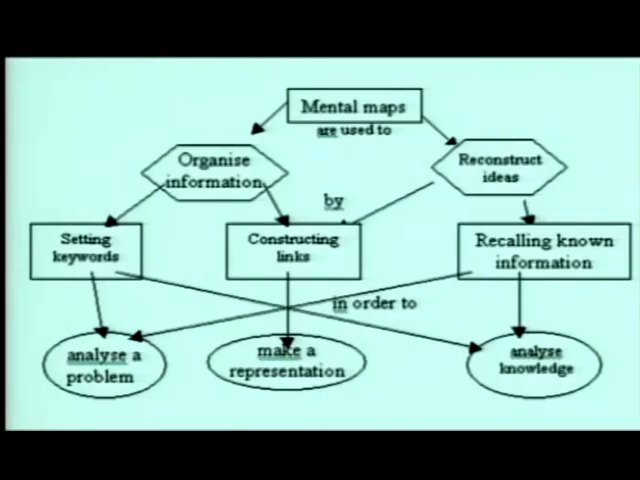It's called mental maps. So say for instance, from the top down, mental maps are used to organize information, reconstruct ideas by constructing links and setting keywords, recalling knowledge and known information, by analyzing a problem, making a representation and analyzing knowledge in order to analyze a problem and therefore solve a problem. This, as I said, is a concept represented through this mind map.